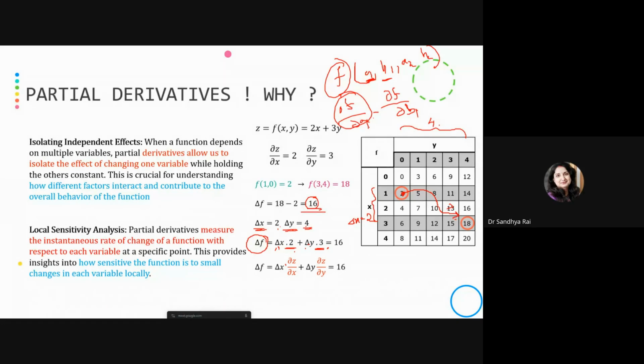Yes, sir. Now, from this example, I just want to give you an idea that partial derivatives will always be useful when you want to calculate the contribution of a particular independent variable towards the change of a function.